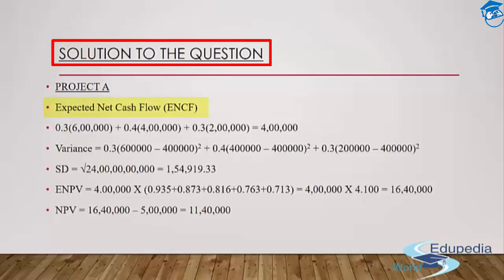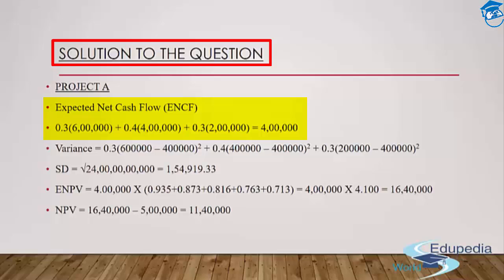So it says project A, what is the expected net cash flow? 0.3 was the probability of having a good situation wherein we'll get 6 lakh rupees. The normal situation has 40% chances, and this provides a cash flow of rupees 4 lakh. Again, there is a worst case scenario with 30% probability, which provides a cash flow of 2 lakh rupees. So overall, from the probability distribution, I get the expected net cash flow of rupees 4 lakh. Now, this is about project A.